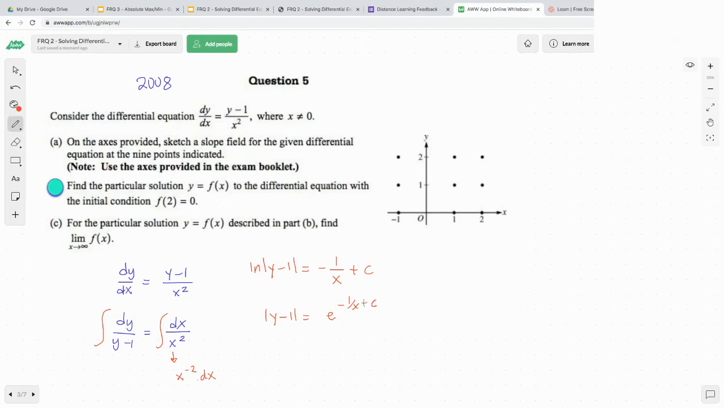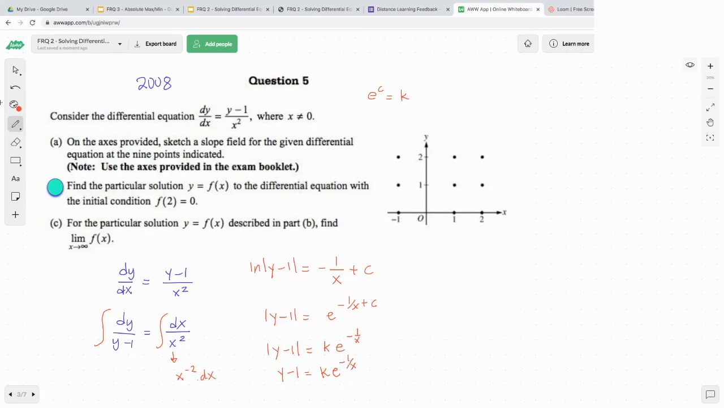So remember, in exponential functions right here, e to the c will be as same as, let me take a note here, so e to the c will be as same as a constant k. So that's why I'm just gonna come over here and write as k times e to the negative 1 over x. And then it becomes y minus 1 equals k times e to the negative 1 over x.